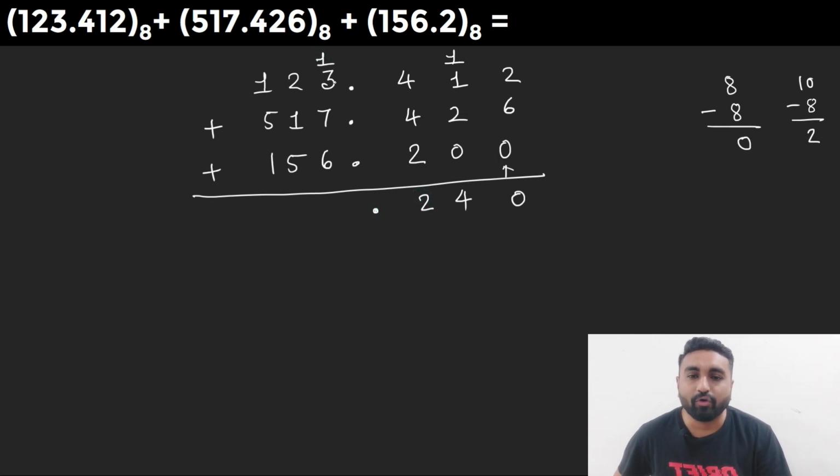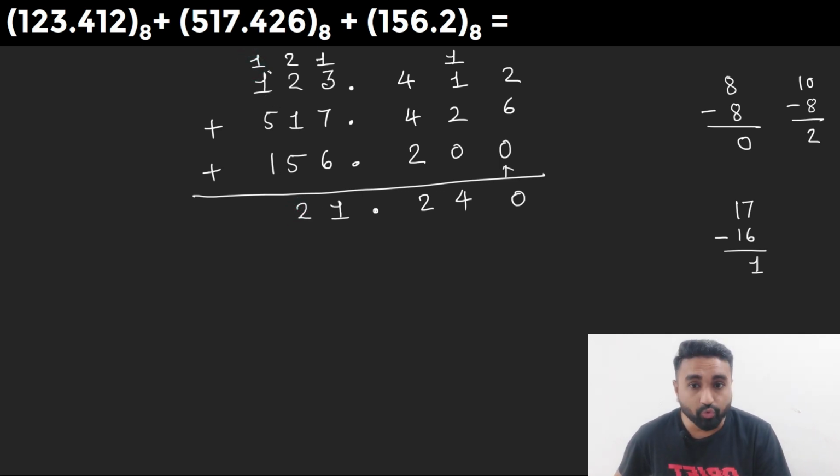3 plus 1 is 4, 4 plus 7 is 11, and 11 plus 6 is 17. Okay, now 17 is greater than 16. So we will directly subtract from the 16. Here your answer will be 1. And now here we will consider 2 as our carry. Now here we have 2 plus 2, 4, 4 plus 1, 5, and 5 plus 5, that is 10. So from 10 if we subtract 8, our answer will be 2 and 1 will be carry.